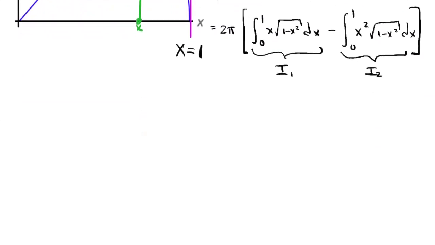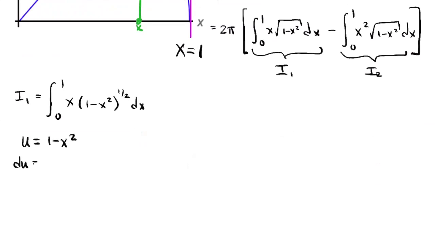So I'm going to leave visible what I need to compute I1. The 2 pi I'm dropping out; I'll multiply by that at the end. I1, let me write it again. I want to compute the integral from 0 to 1 of x times the square root, which I'm going to write as the 1/2 power because pretty soon I'm going to integrate it. So I'm going to make a substitution. I'm going to let u equal 1 minus x squared. So du is negative 2x dx.